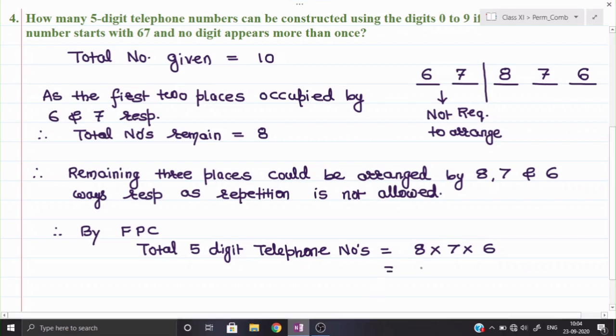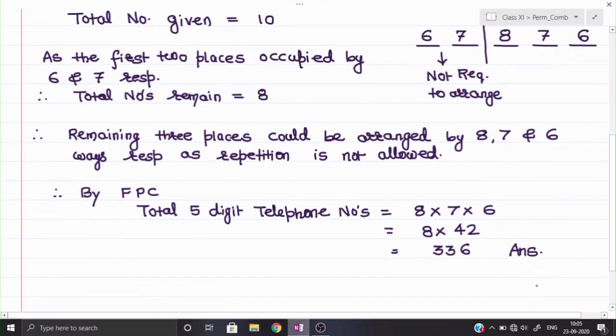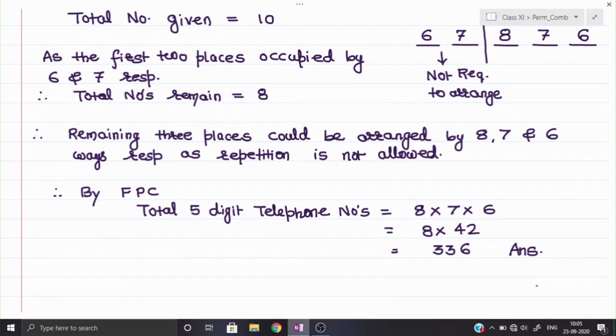So I think it will be 8 into 42, 7 sixes are 42, sorry, 42. So 8 twos are 16, 16 carry 1, 8 fours are 32 plus 1, 336. So a total of 336 numbers could be formed. You may be thinking why 6 and 7 are starting the numbers. Maybe some VIP numbers are there, they want to give such kind of number to some government employees or some designated persons. Okay, so that's why that kind of condition may be given to us.